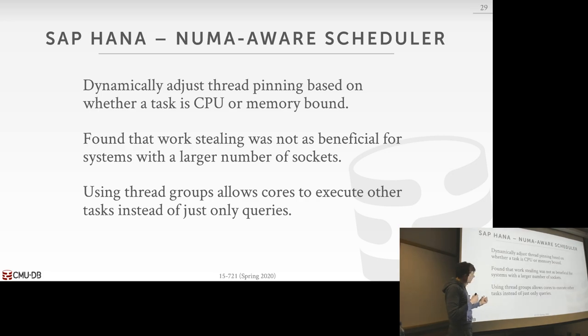What was interesting about this is that when they looked at the really large socket machines that HANA can run on, they found that the Hyper approach of allowing work stealing was actually a bad idea. In the Hyper paper, they were looking at 2 to 4 socket machines. The HANA guys are looking at 64 or 128 socket machines.